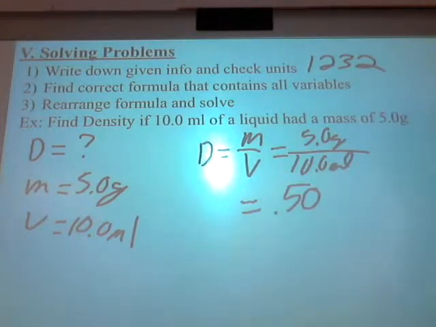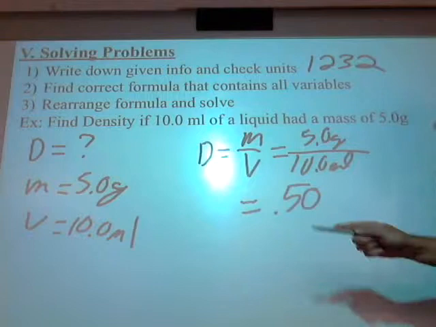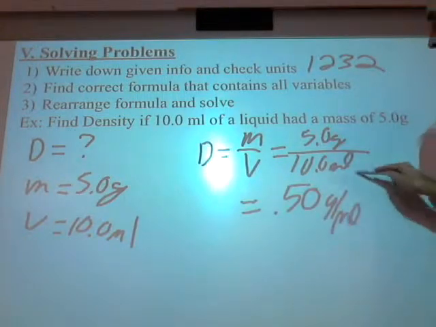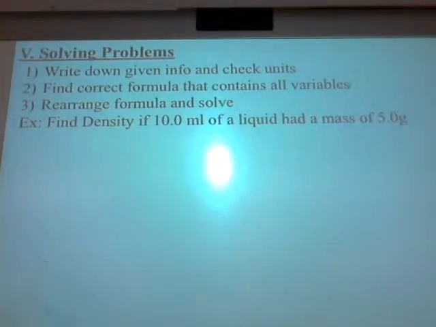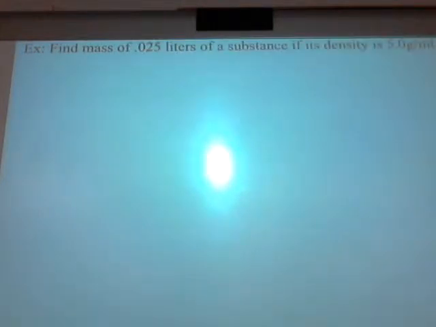And what are my units? Grams per milliliter. Good. That's the correct answer. That's how you do it. All right? Well, that seemed easy enough. Let's try a different version of the same kind of problem here. Try that one. Find the mass of 0.025 liters of a substance if its density is 5.0 grams per milliliter.